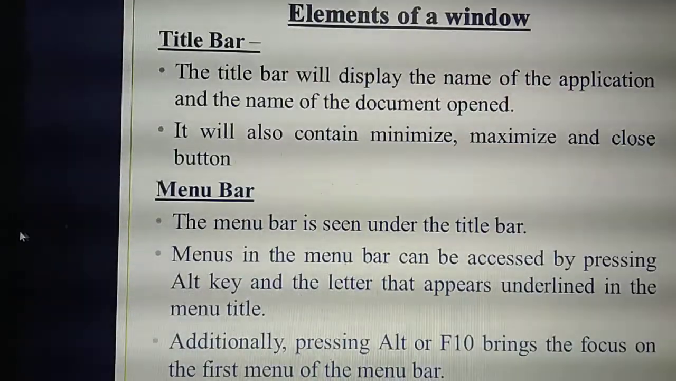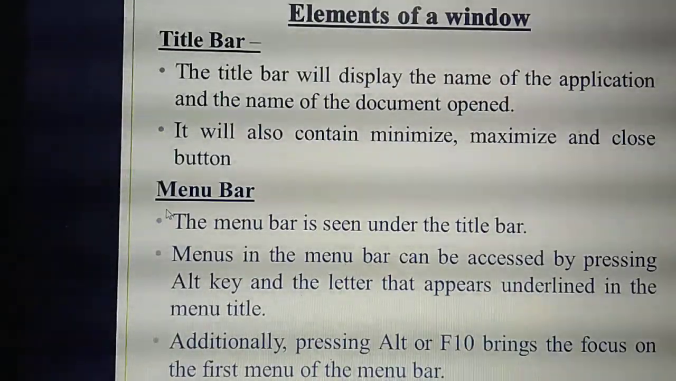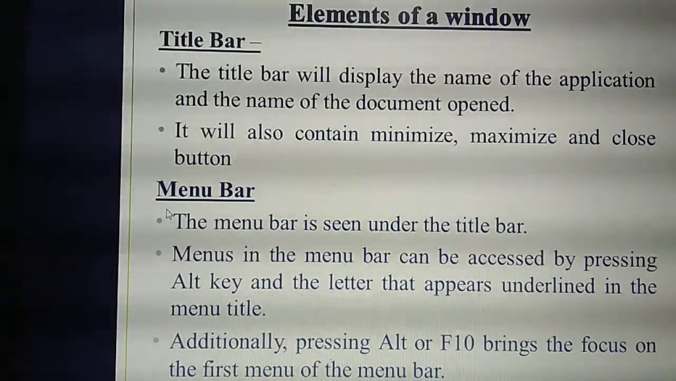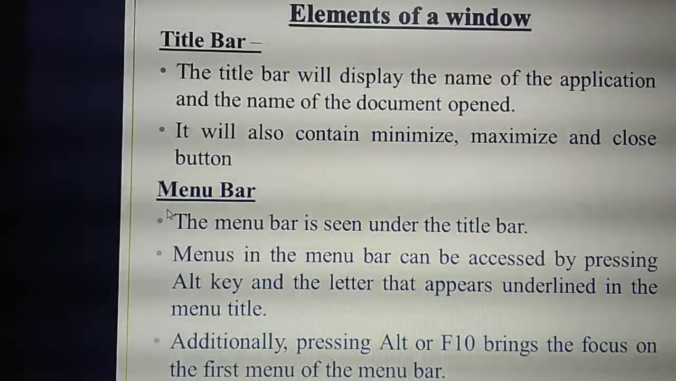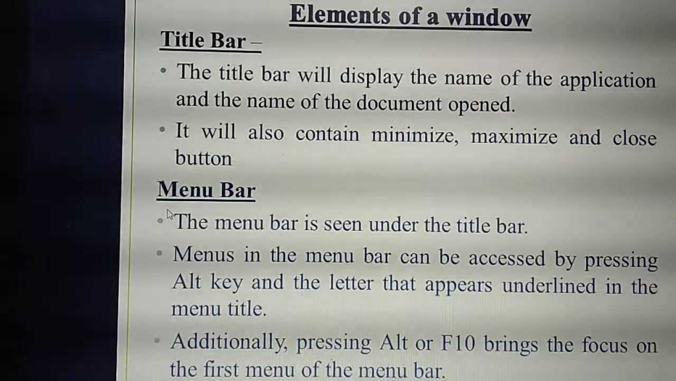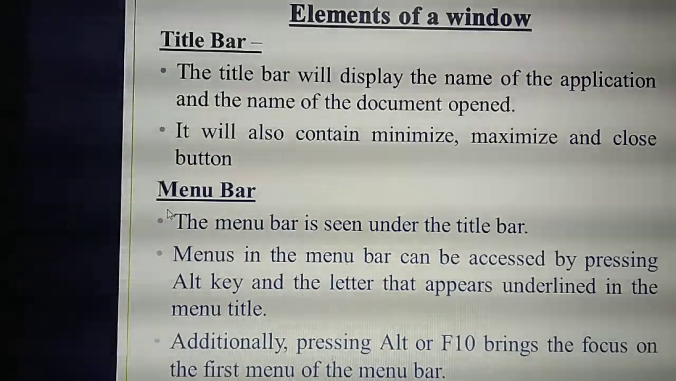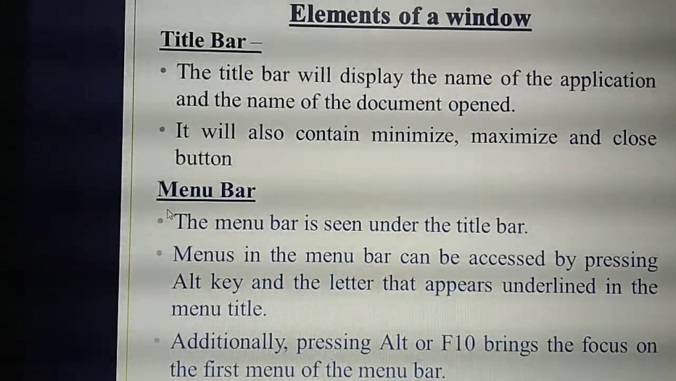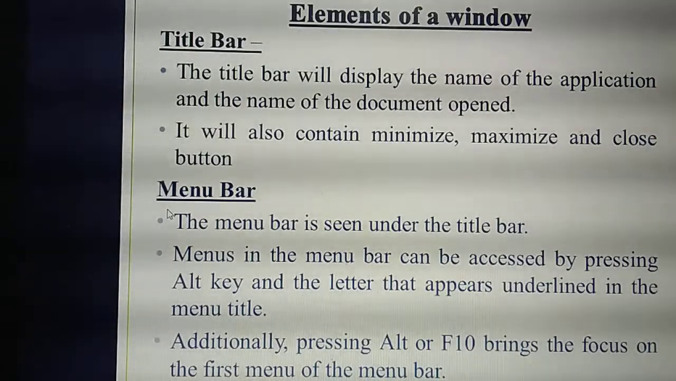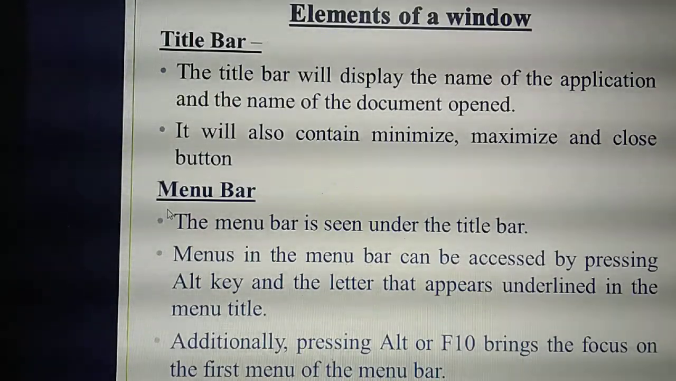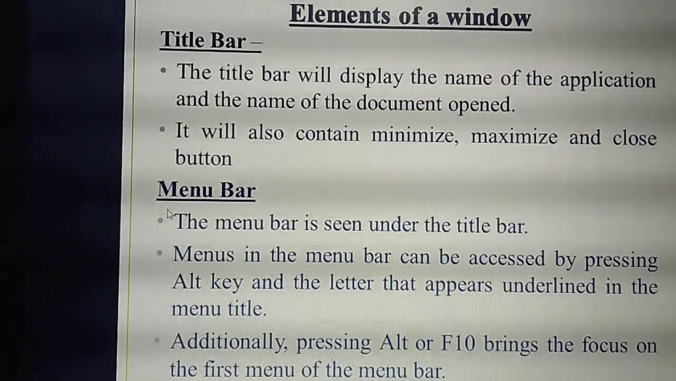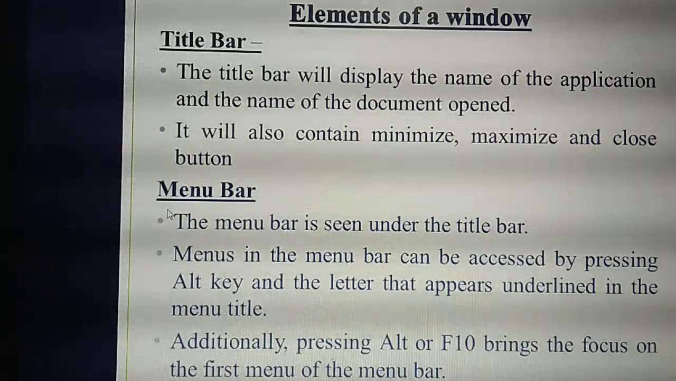Okay. Yes. So next thing is the menu bar. Where is the menu bar present? Under the title bar. Next to the title bar, the blue color portion we are calling as which bar? Menu bar. Okay. So in the menu bar, what things are there? Menus. A lot of menus are there. What's the use of menus?